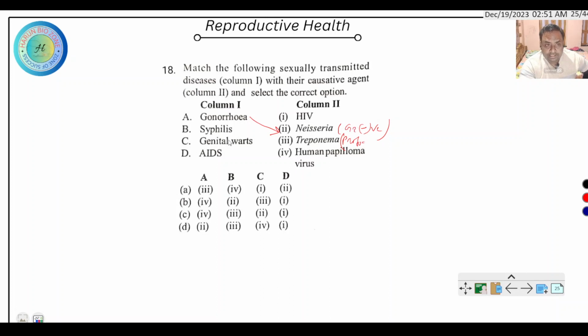Okay. Then genital warts. Genital warts is caused by human papilloma virus and AIDS is caused by HIV. Then A2, this is the correct answer. Next question.